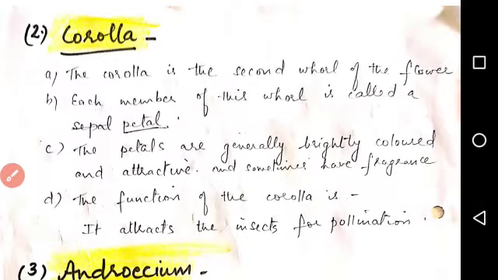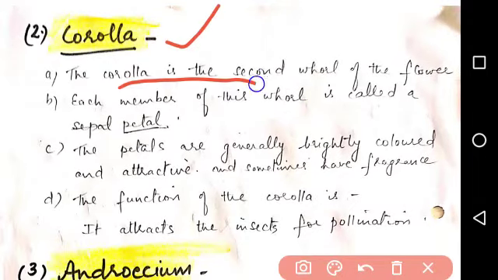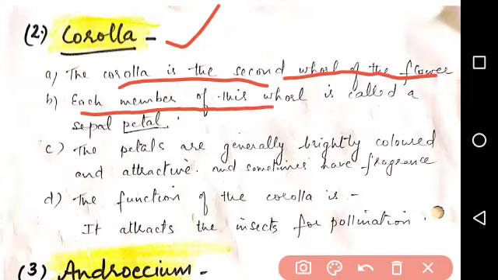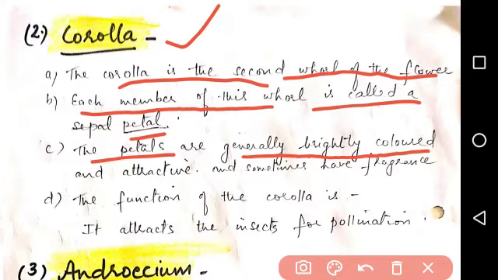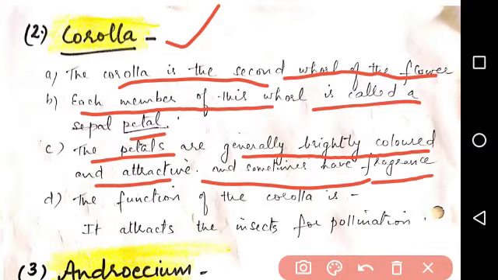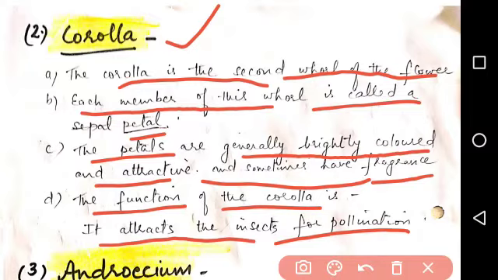The next part is the corolla. The corolla is the second whorl of the flower. Second point, each member of this whorl is called a petal. Third, the petals are generally brightly colored and attractive and sometimes have fragrance. Fourth, the function of the corolla is to attract insects for pollination. So the various colored petals and the fragrance in the flower are meant for pollination, that is, to attract various insects so that they may sit on those flowers and cause pollination.